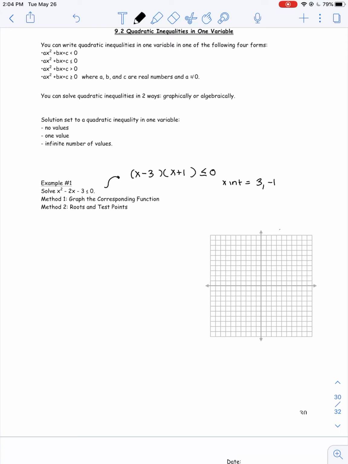So once I have the graph, I'm going to sketch it using those x-intercepts. I know one x-intercept is going to occur at 3, so you can plot that, and then -1 will be another x-intercept. I have a point at 2 and -3. I'm just using the table of values to plot these values. I have 1 and -4, and then 0 and -3, and it's symmetrical on both sides.